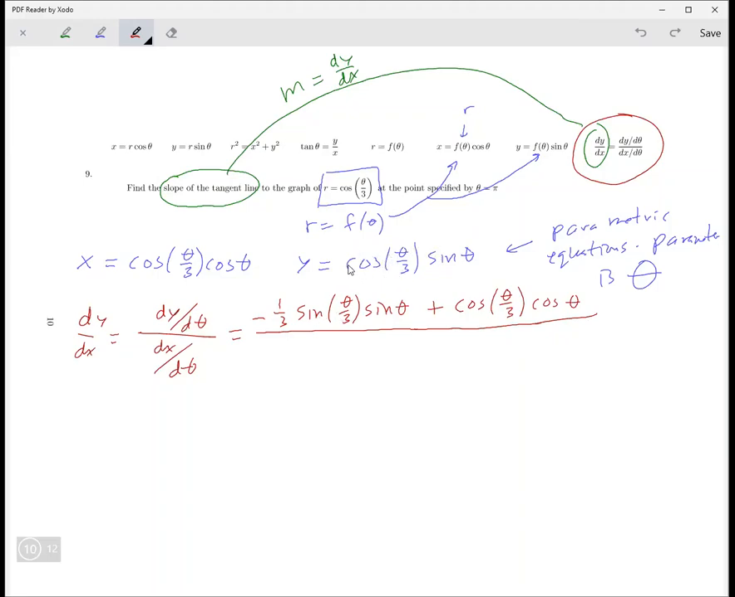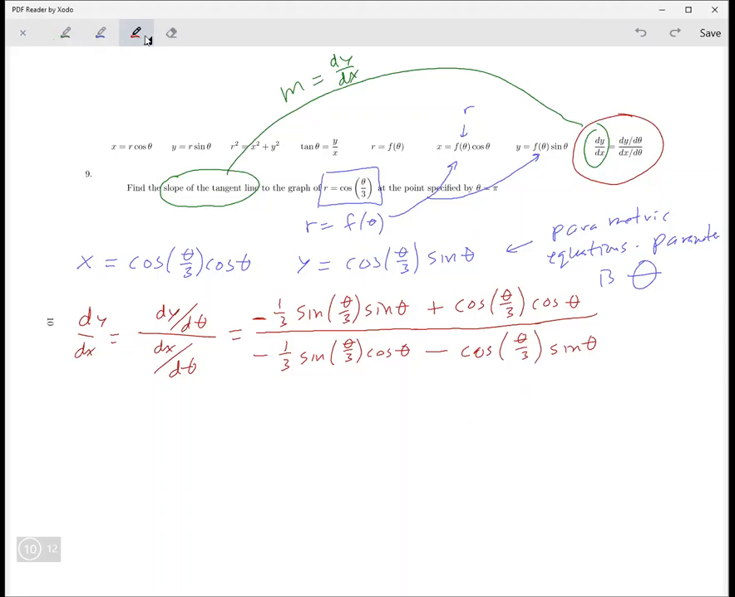Okay, the derivative of this part is negative sine of theta over 3 times the derivative of the inside, which is 1/3. This is with respect to theta, and that's negative. Then this one, the derivative of this is again negative 1/3 sine of theta over 3 times cosine theta, plus the derivative of this, which is negative sine theta, and then times the first part there. So just product rule, okay?